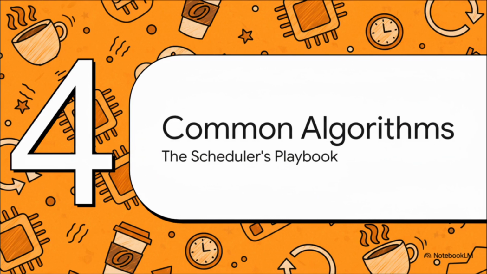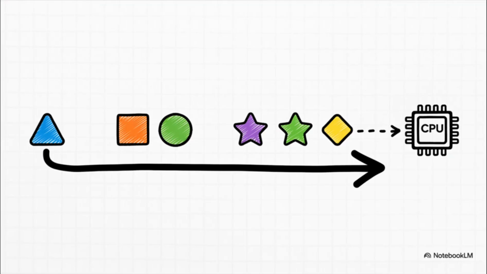Okay, with that key distinction in mind, let's actually look at the playbook. What are the common strategies or algorithms that these schedulers actually use to manage that line? The most straightforward strategy is called first come, first served, and it's exactly what it sounds like. You help customers in the precise order they showed up. It's a simple queue, just like lining up for a bus. The first process in line gets the CPU, and it keeps it until it's all done.